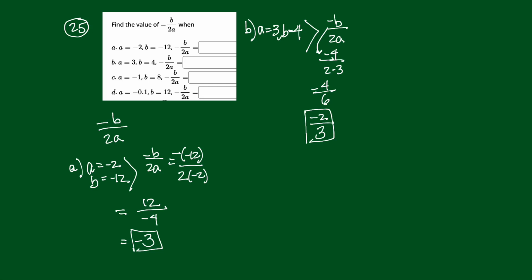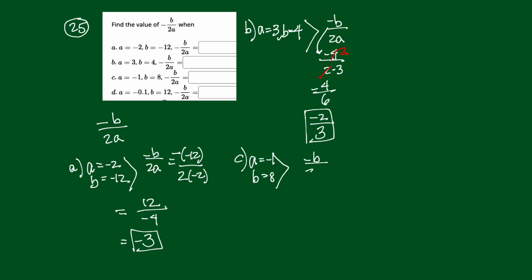Now I could have done that back here. Back here, I could have reduced right away. Probably a good idea. 2 into 4 is 2. So if you had done that back here, 2 will go into 2 once, 2 into 4 twice, and you end up with negative 2 over 3.